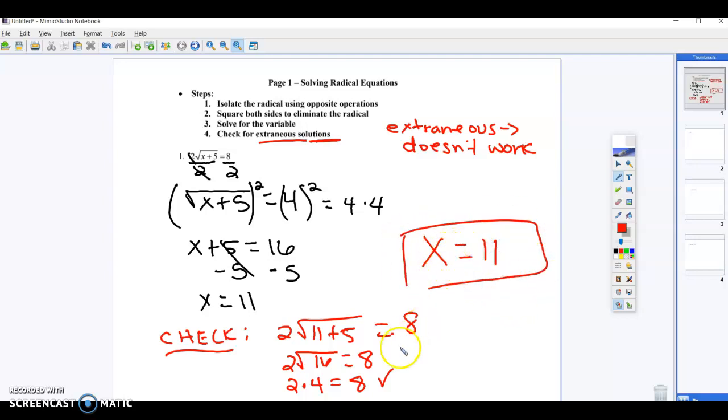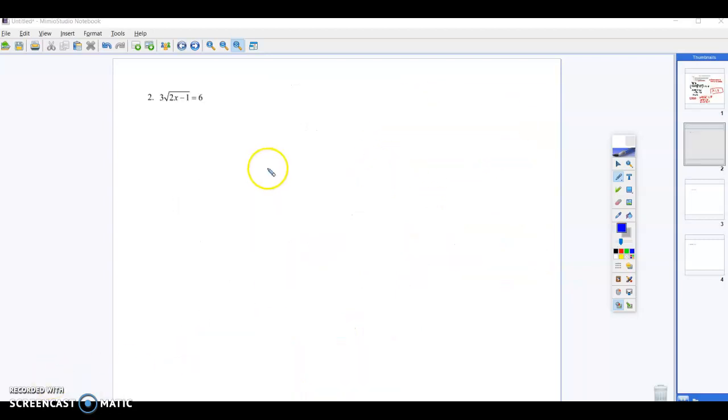Now, if it does not equal, like if this was negative 2 equals 8, that's not a true statement, so you're going to have an extraneous solution, and I'll show you that one in just a second. So on number 2, it's the same process that we just did. We're going to isolate this radical by dividing by 3 on both sides. And that's going to give us the square root of 2x minus 1 equals 2.